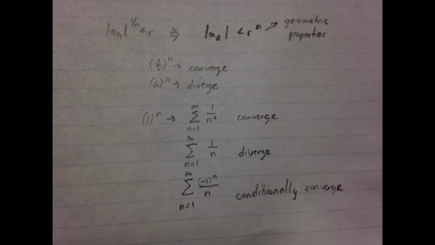And the interesting point is that L equals 1 is inconclusive because we have three variations, 1 over n squared, 1 over n, and negative 1 to the power n over n, which prove that it can be all three scenarios: convergent, divergent, or conditionally convergent. So now let's move on to some practice problems.